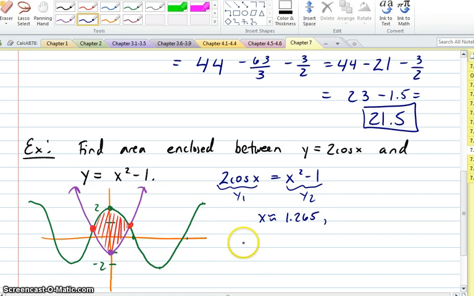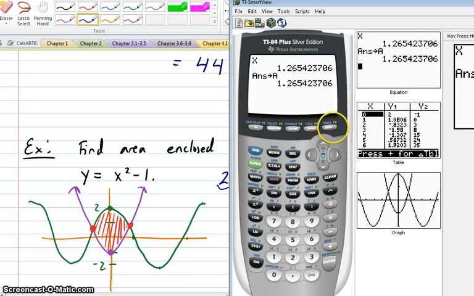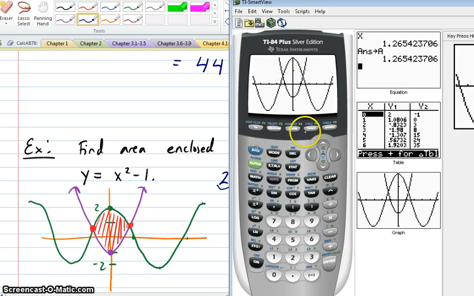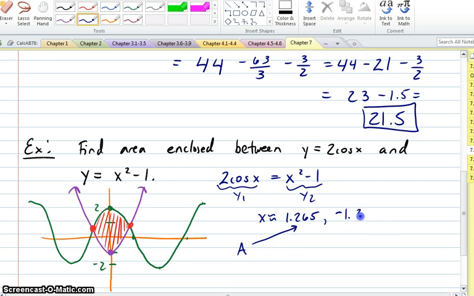Now tell the people grading this, which is me or the AP graders, that I'm calling that a. Then we don't have to write this again. We can just use a anytime we're using that limit. Now, I think the other intersection point is probably the negative of that, but let's double check. Second trace, intersect. It looks pretty symmetrical, but we should always check it. Enter, enter, enter. And sure enough, it's negative 1.265. So that's our other intersection point.